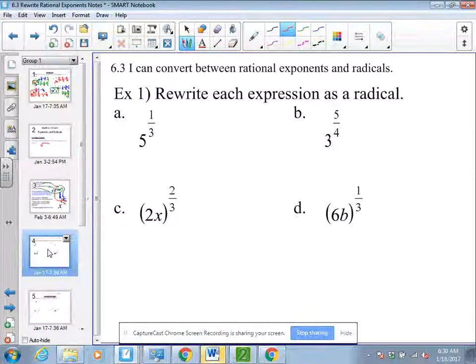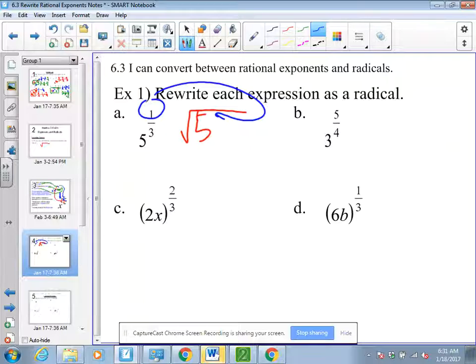So, this one is actually asking me to go backwards. Okay, so here is what's going to happen. If I'm wanting to get this in a radical, I need that root function. I'm going to write my base, which is 5. My numerator moves to the exponent. My denominator moves to the index. So this is the cubed root of 5 to the first, or just the cubed root of 5, because we know 5 to the first is the same as 5.